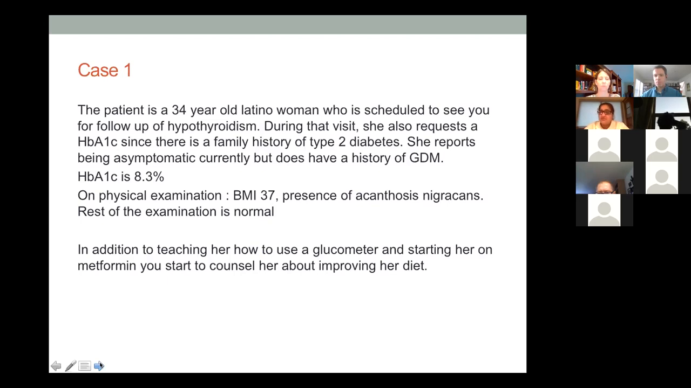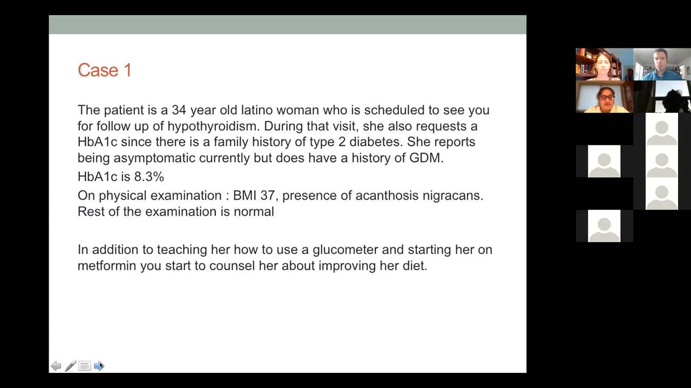You get an A1C and it comes back at 8.3. On physical exam, she has an elevated BMI of 37. She has evidence of insulin resistance with the presence of acanthosis nigricans. The rest of the physical exam is normal. You start teaching her how to use a glucometer, you start her on metformin, and now you start to counsel her about improved diet.